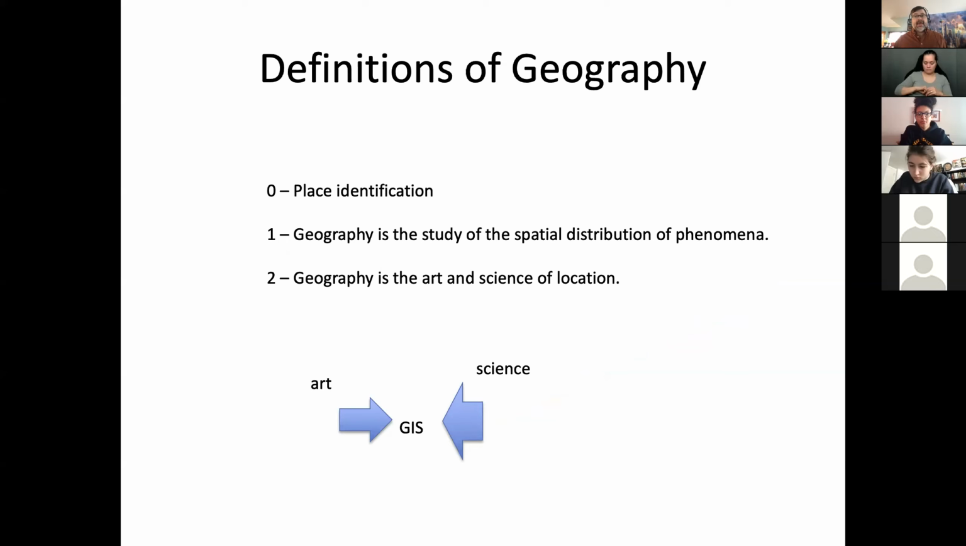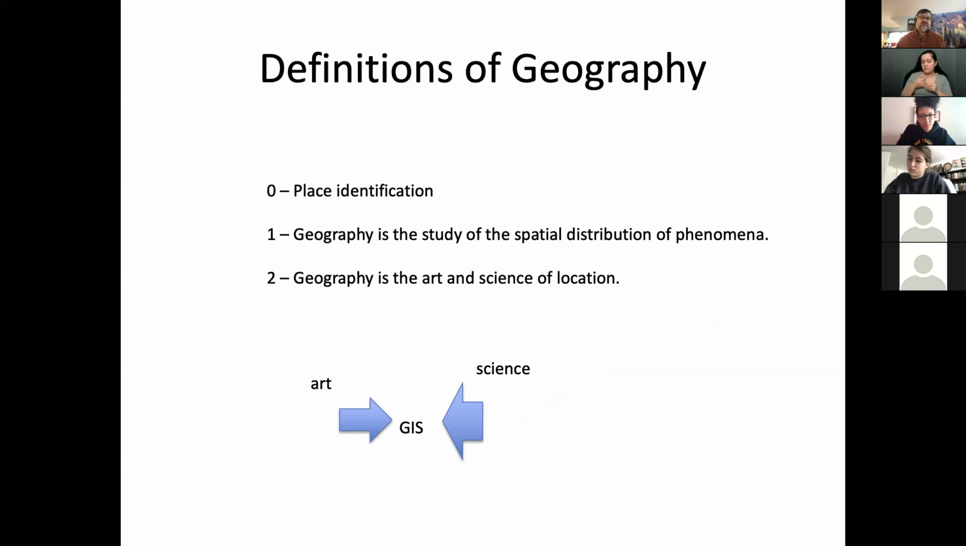All right, now let's put the art and science together in what we call GIS. GIS is Geographic Information Systems, and GIS is now the computer way of making maps. So we're taking the art of map making and the science of computing and putting it together in GIS. If you like maps and you like computers, GIS is a good field.